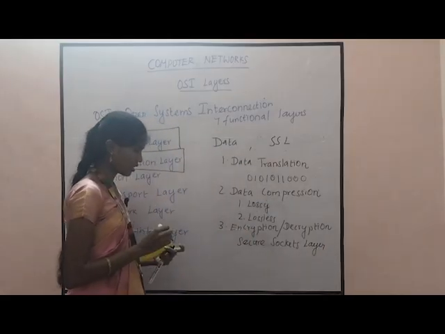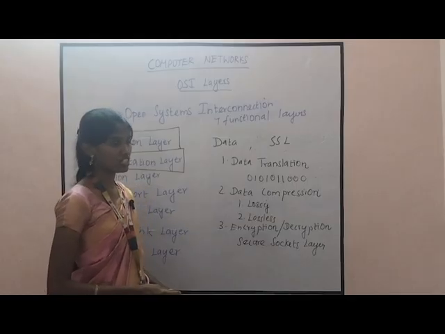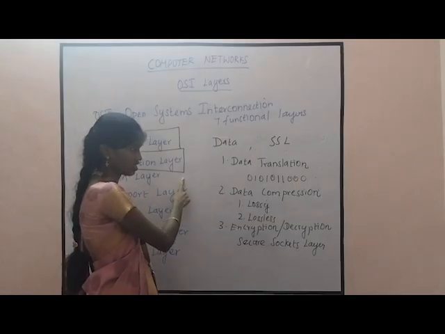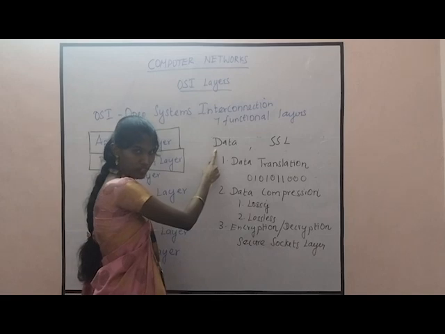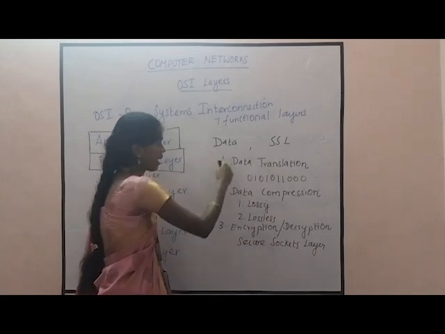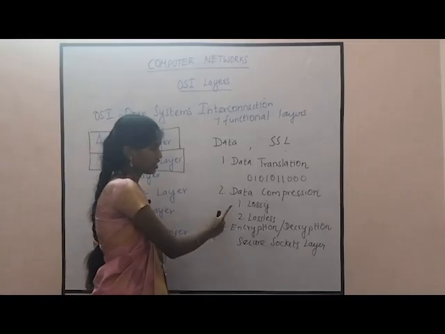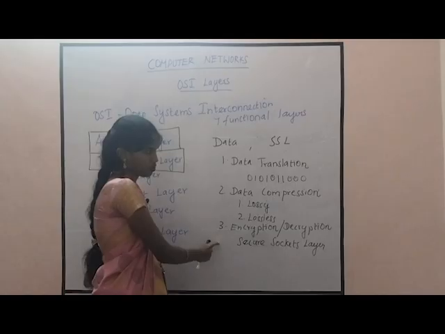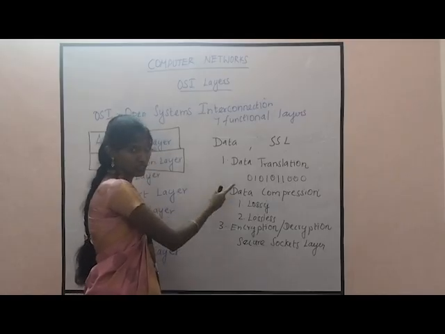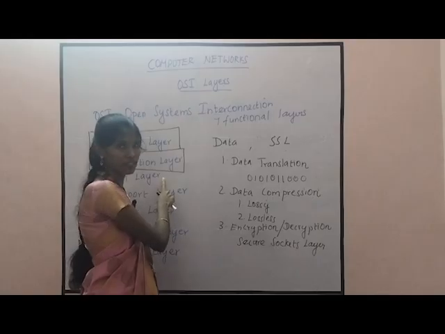Listen, so here I have explained the different functionalities of this presentation layer. We call the information data, and we use a protocol, for example SSL, and it has three functionalities: data translation, data compression, and encryption or decryption. Translation is converting the format.